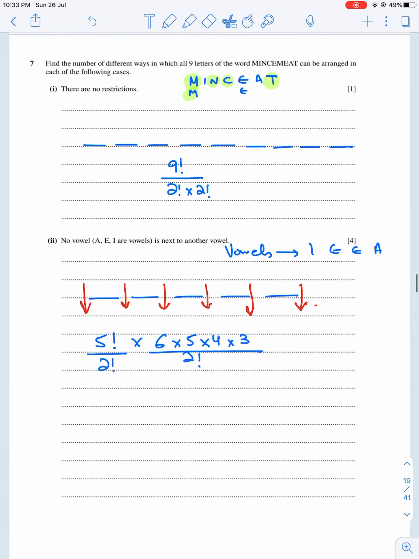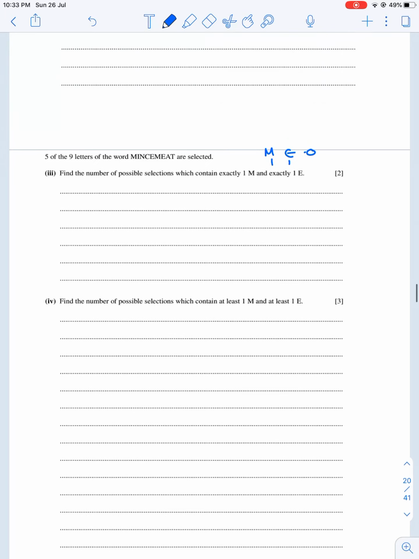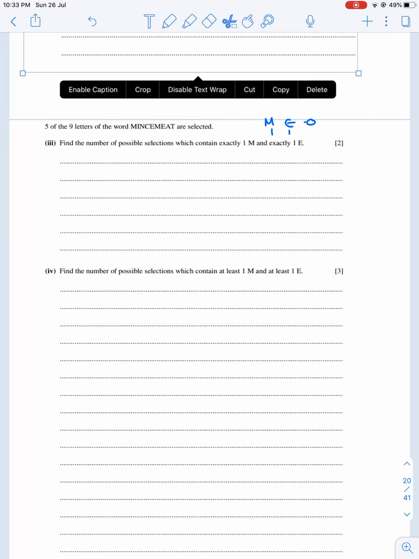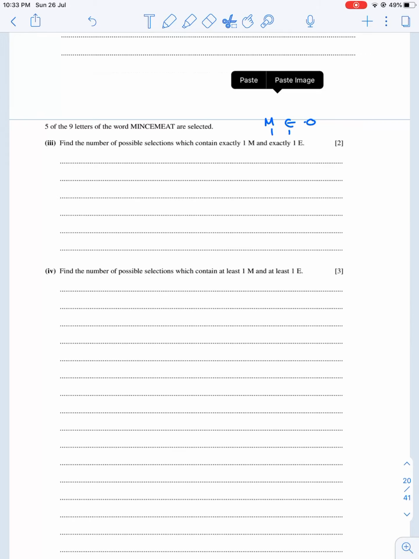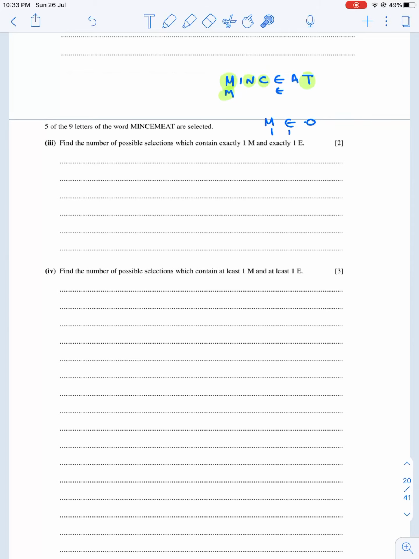Okay, now for this part also we need this arrangement. 5 of the 9 letters of the word mincemeat are selected. Find the number of possible selections which contain exactly 1 M and 1 E. Okay, if you want to put 1 M and 1 E, that means out of the rest of the letters which are not M and E, let's count how many of them are there apart from M and E. 1, 2, 3, 4 and 5. There are 5 letters.